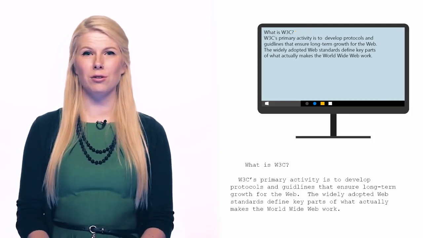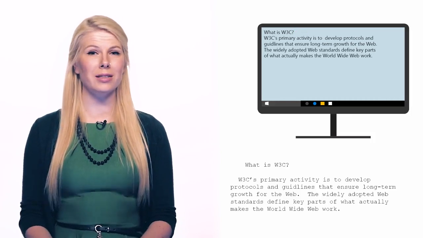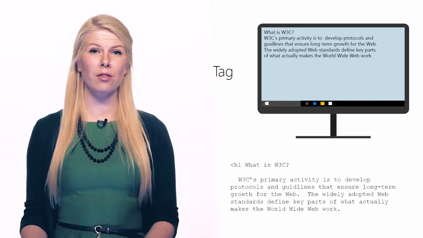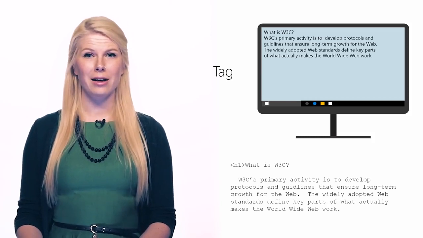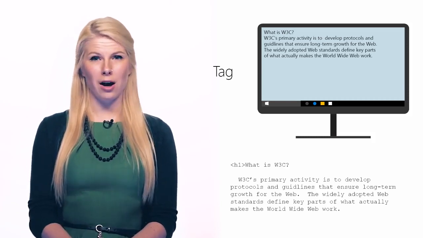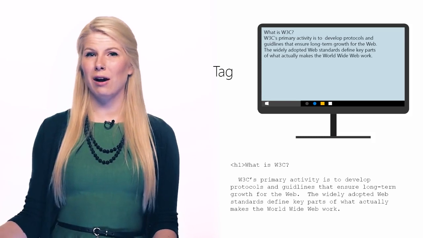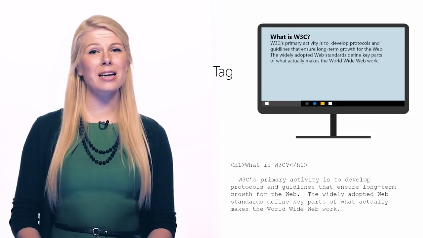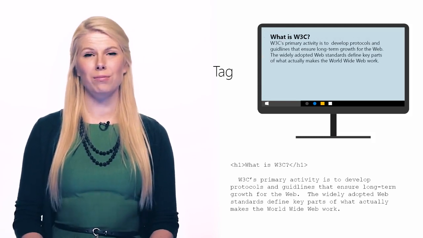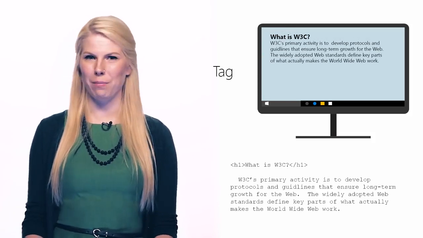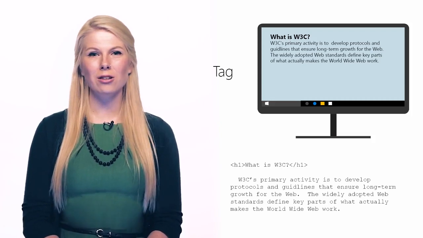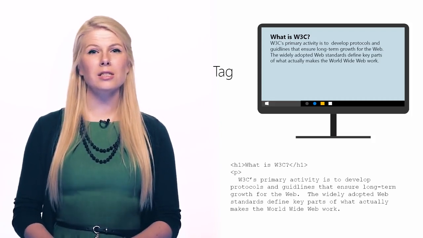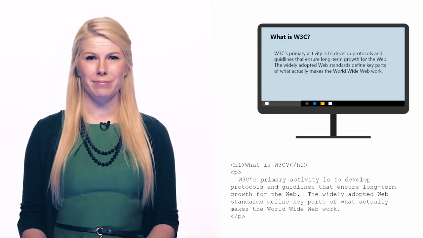I'm going to tell the browser this is the title by using something called a tag. It starts with an angle bracket, and then it has a name, and then another angle bracket on the other side. And then I put that in front of the content, and then I also have to add a closing tag at the end of the content. Here I've used the H1 tag for my title. That stands for header 1. It means this is a very important title. I can also use the P or paragraph tag to tell the browser this is a block of body text.